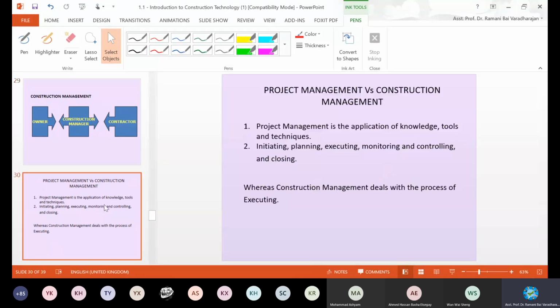In theory, I can explain one by one: project management versus construction management. Project management is the application of knowledge, tools, and techniques: drawing, detailing, drafting, writing proposals, draft estimate, bill of quantities, initiating, planning, executing, monitoring, controlling, and closing. Whereas construction management deals with the process of executing. So all these things are for project management based on tools, knowledge, and techniques. When you go to the site, construction management has already started at the execution part.